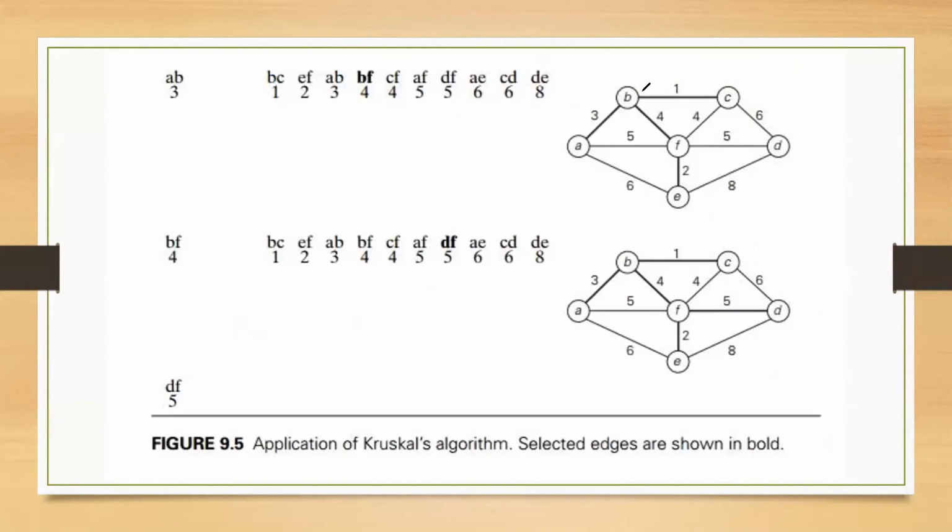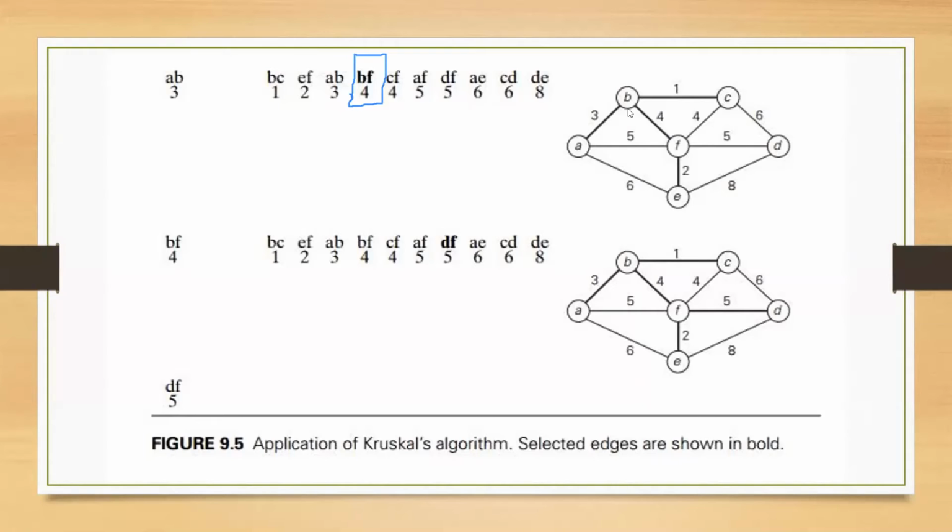Now, once again, write the same sequence of edges. Now consider the edge BF. If you consider the BF edge, whether it makes a cycle. Look at the diagram. If we consider BF, it doesn't form any cycle. Therefore, you can choose this edge BF. So what you do, you just mark that edge BF.